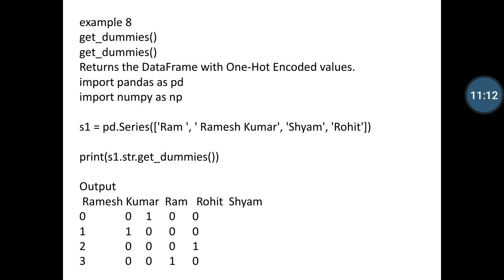Another example is based on get dummies. Basically it returns a data frame with one hot encoded values. First of all we import both libraries, pandas and numpy, and then create a series with pd.Series and put in the corresponding values Ram, Ramesh, Shyam, Rohit, and in the print statement the s1.str.get_dummies method is called. After executing, you can notice that the values are in a dummy format. You can notice here the values are in numeric format.